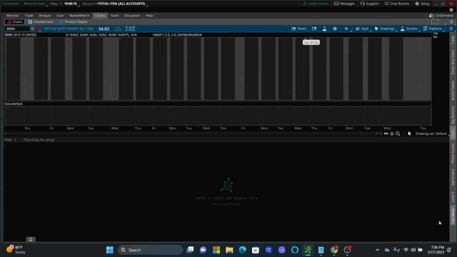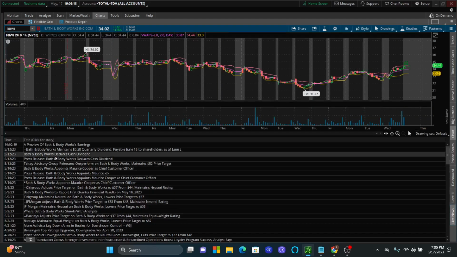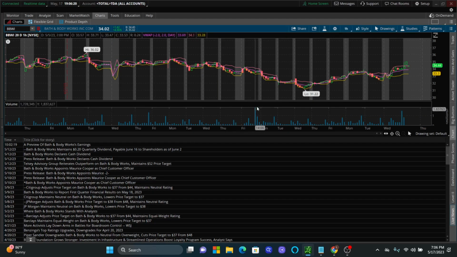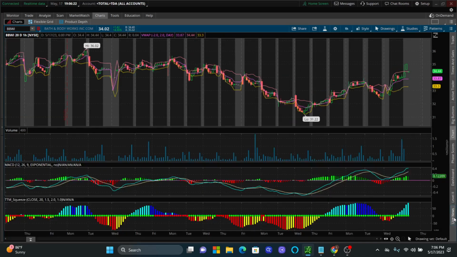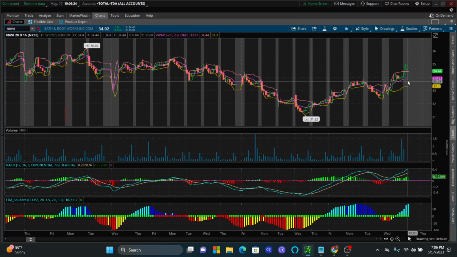So let's see if there's news going on. Oh, this is just Bed Bath & Body Works. Okay, so it looks like earnings are coming out. Looks like earnings are probably tomorrow, and this was a big earnings bet. So people are definitely betting on this to have some bullish moves to the upside, and so far in the post market, they are right here at 35.